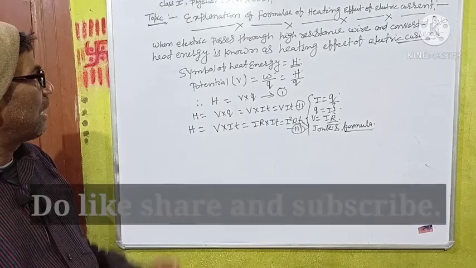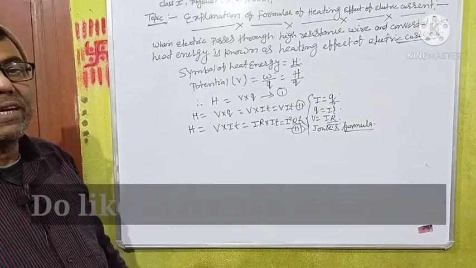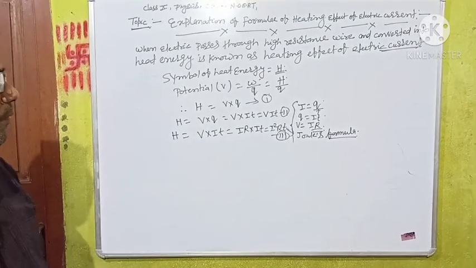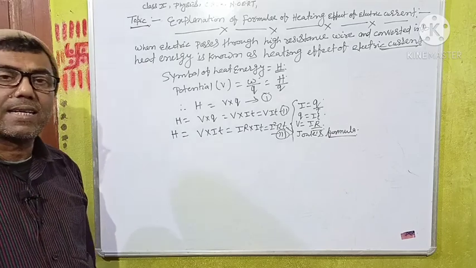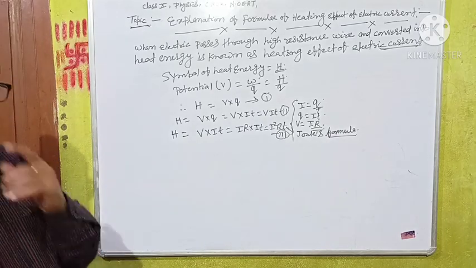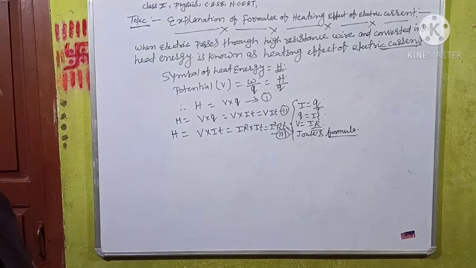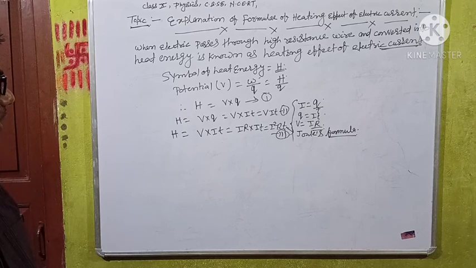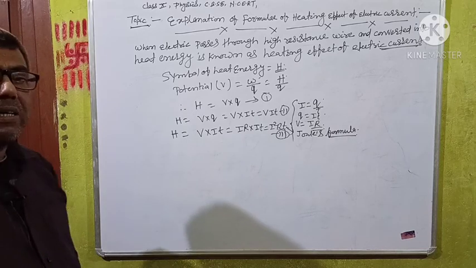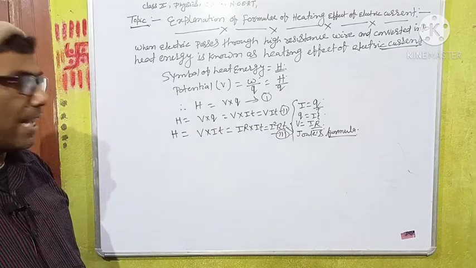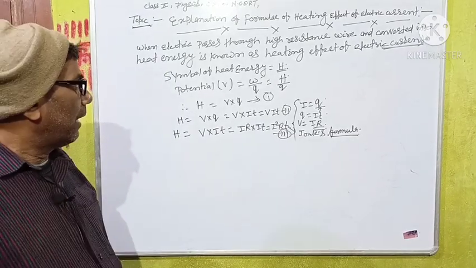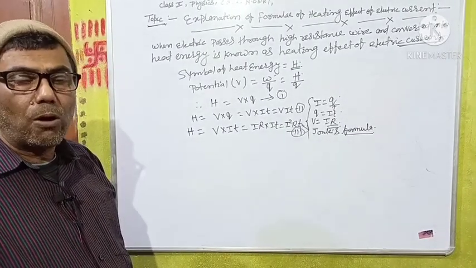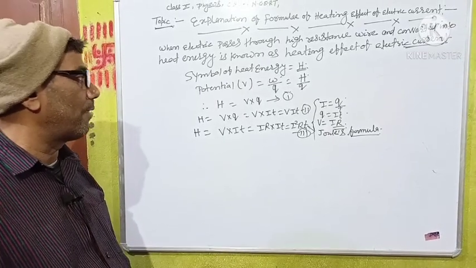First of all, we explain the definition of the heating effect of electric current. When electric current passes through a high resistance wire like nichrome and is converted into heat energy, this process is known as the heating effect of electric current. We know that the symbol of heat energy is H. Now we explain the formulae of the heating effect of electric current.